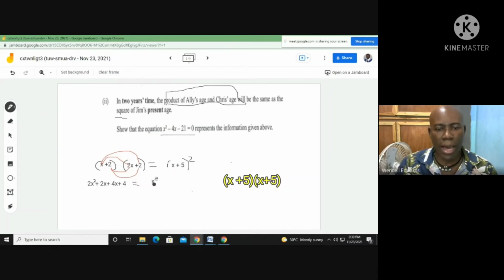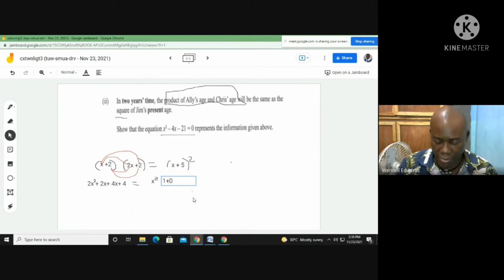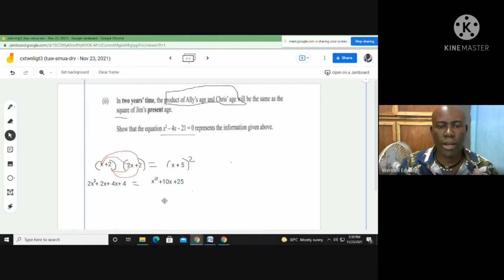And then we're going to have 5 times x and double that. So 5 times x and double that is just going to give us positive 10x. And then we have 5 times 5, positive 25. All right, so there we go. That's what we have right there. So we have x squared plus 10x plus 25.